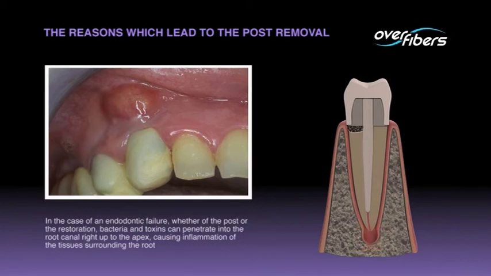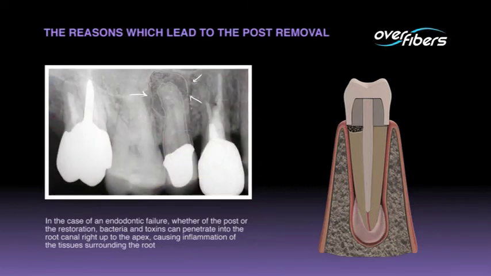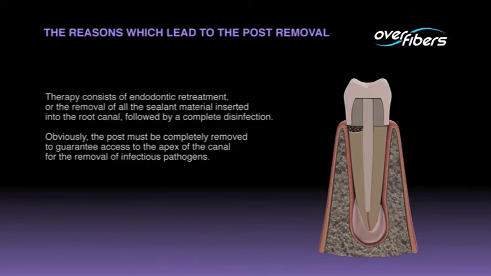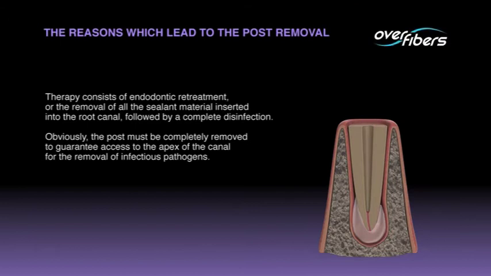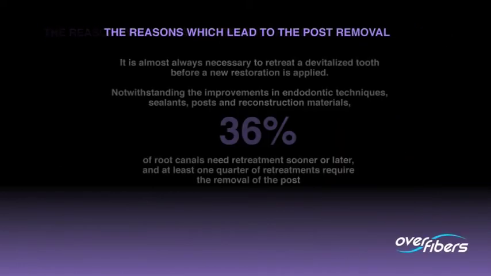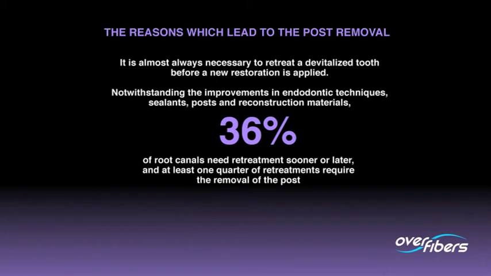In the case of an endodontic failure, whether of the post or the restoration, bacteria and toxins can penetrate into the root canal right up to the apex, causing inflammation of the tissues surrounding the root. Therapy consists of endodontic retreatment or the removal of all the sealant material inserted into the root canal, followed by a complete disinfection. Obviously, the post must be completely removed to guarantee access to the apex of the canal for the removal of infectious pathogens. It's almost always necessary to retreat a devitalized tooth before a new restoration is applied.